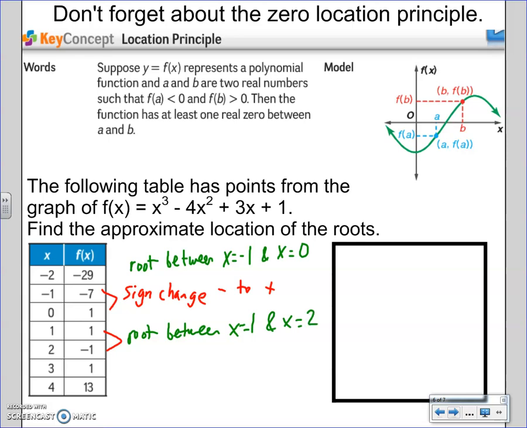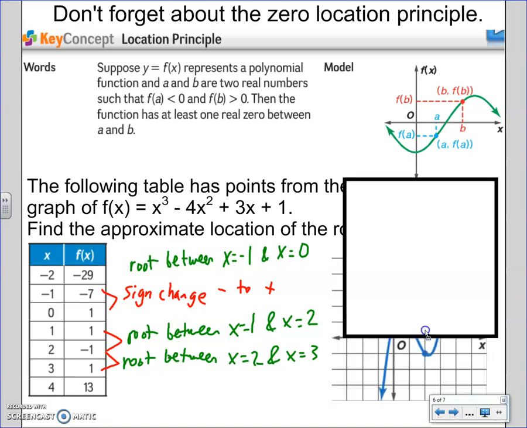I look negative and positive. Oh, there's another one right there. It changed again. So there's going to be a root between x equals 2 and x equals 3. I keep looking, positive 1 to positive 13, positive, no change. All right, this table works for any kind of graph. Could be quintic, quartic, degree 10 if they wanted.